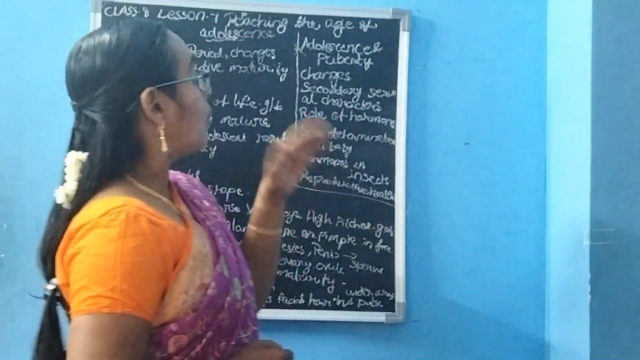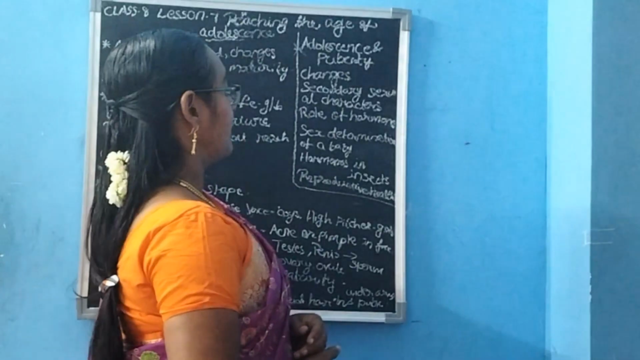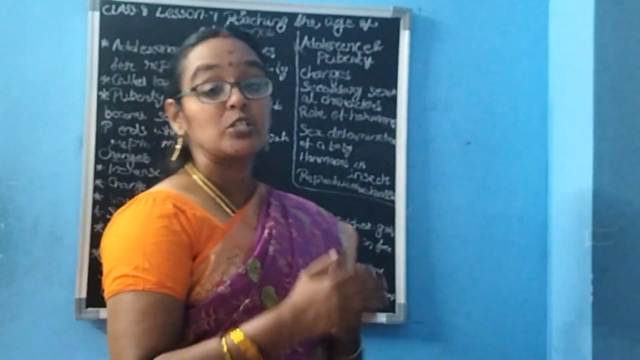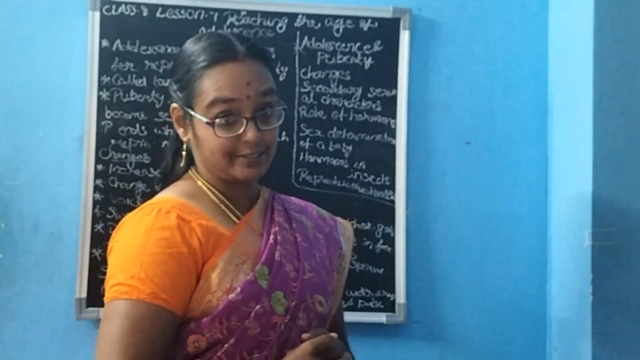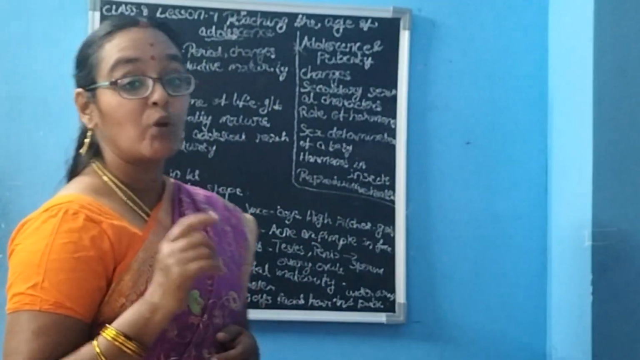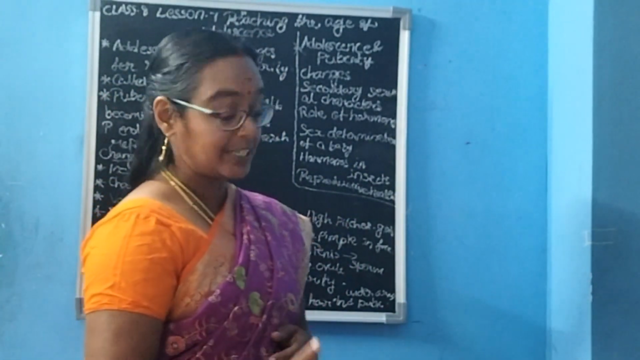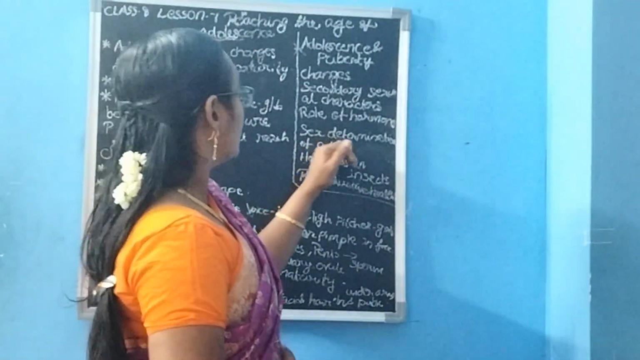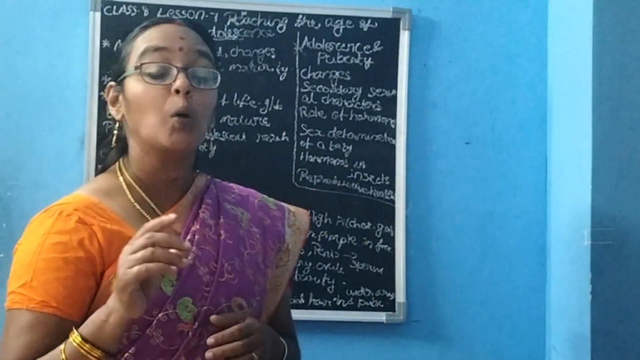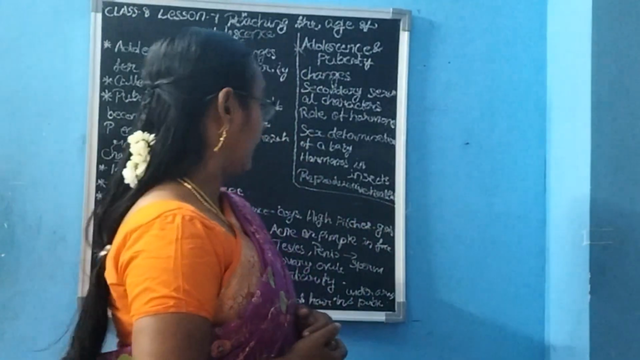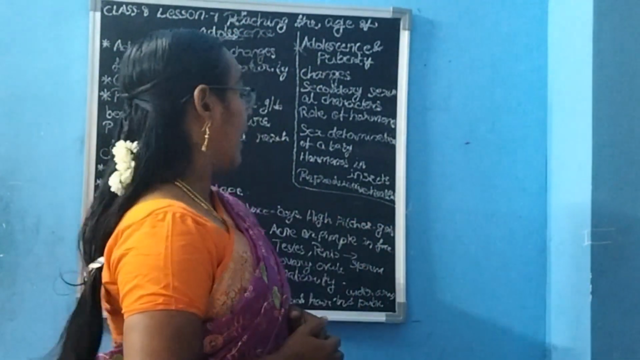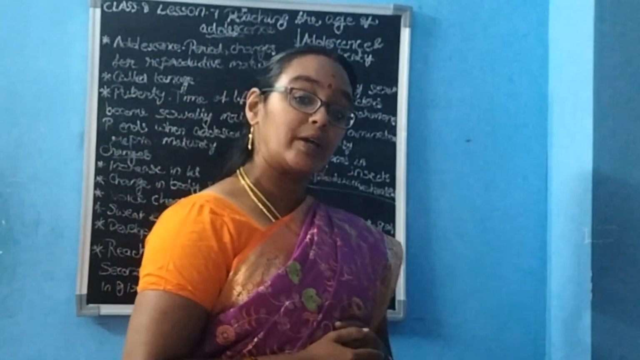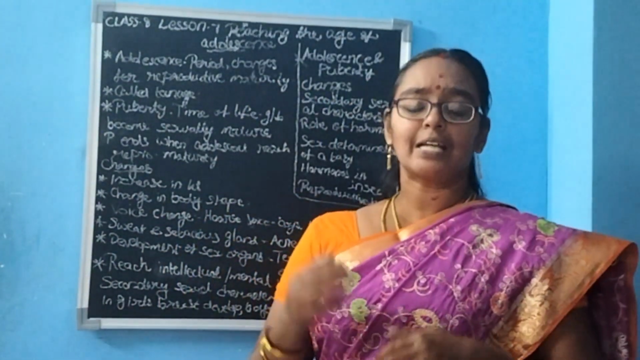In this lesson, the main points which we are discussing are what is adolescence and puberty, changes which occur during puberty, secondary sexual characters, and the role of hormones in initiating reproductive function, sex determination, how the sex is determined for a baby, and what is the role of hormones in insects, and reproductive health. All these we are discussing in this lesson. Okay, shall we go to the class?